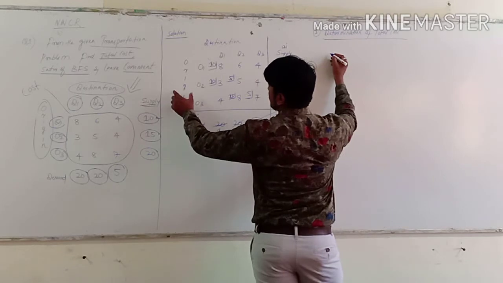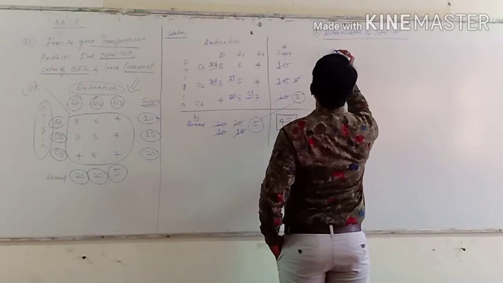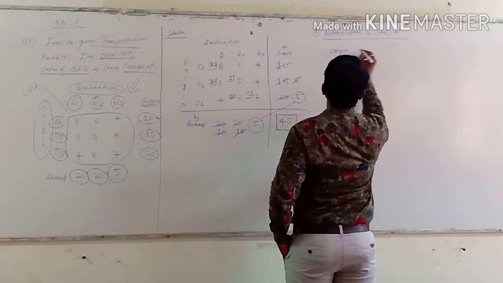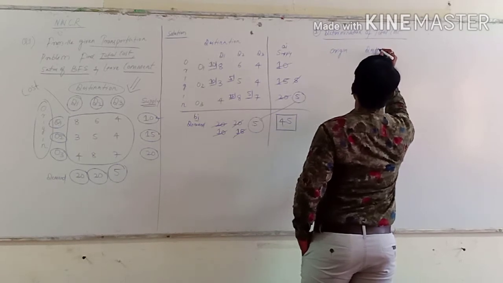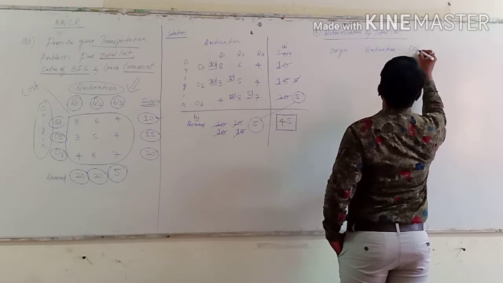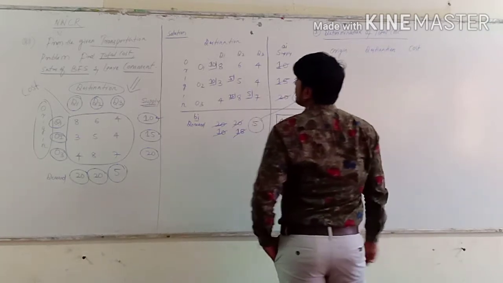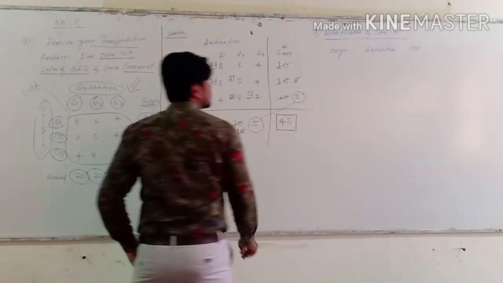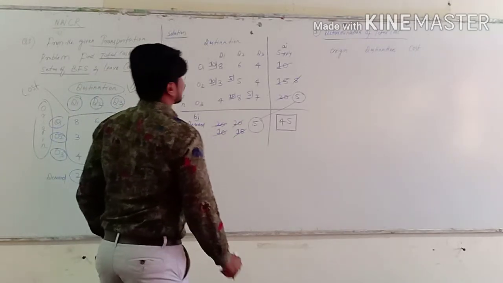So there are origin and destination. The first column would be origin, and the second one is destination. Origin, destination, and the cost. See how to find out the total cost by allotted cells.